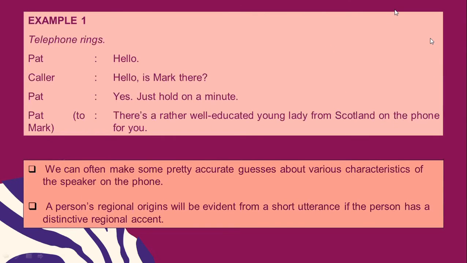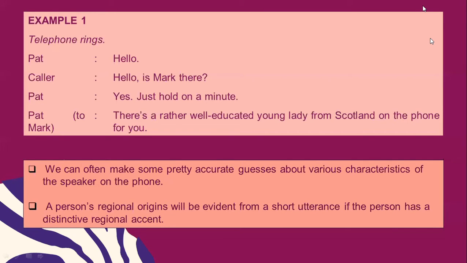From example 1, telephone rings. Pat: Hello. Caller: Hello, is Mark there? Pat: Yes, just hold on a minute. So Pat said to Mark, there's a rather well-educated young lady from Scotland on the phone for you. When we answer the telephone, we can make guesses based on various characteristics of the speaker, whether it's a child or an adult, male or female. If the person has a regional accent, it will be evident even from a short utterance. We can also make some reasonable guess about the person's socio-economic or educational background, just what Pat did.